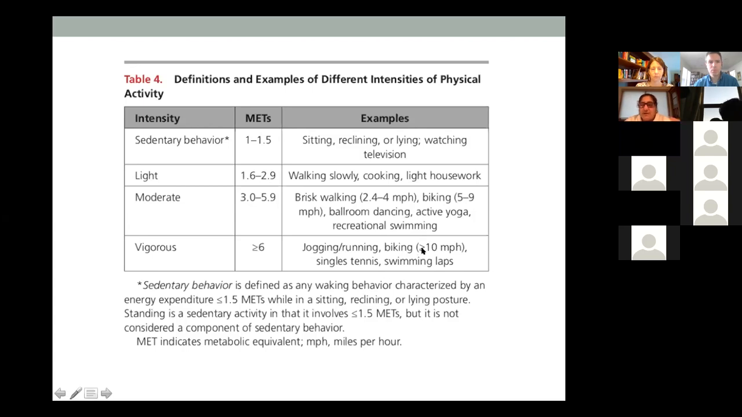And then of course, the reason why the biking was not moderate, because it was equal or more than 10 miles per hour becomes vigorous activity. One of the things I want to point out is standing, even though it's less than 1.5 METs, is not considered sedentary behavior, which is why you see a lot of people having standing desks. And so if you have patients who have jobs where they're seated a lot, you might want to consider talking to them about having standing desks. Whether that improves their glycemic control or changes their cardiovascular outcomes, I can't say. But it technically does not fall into sedentary behavior.